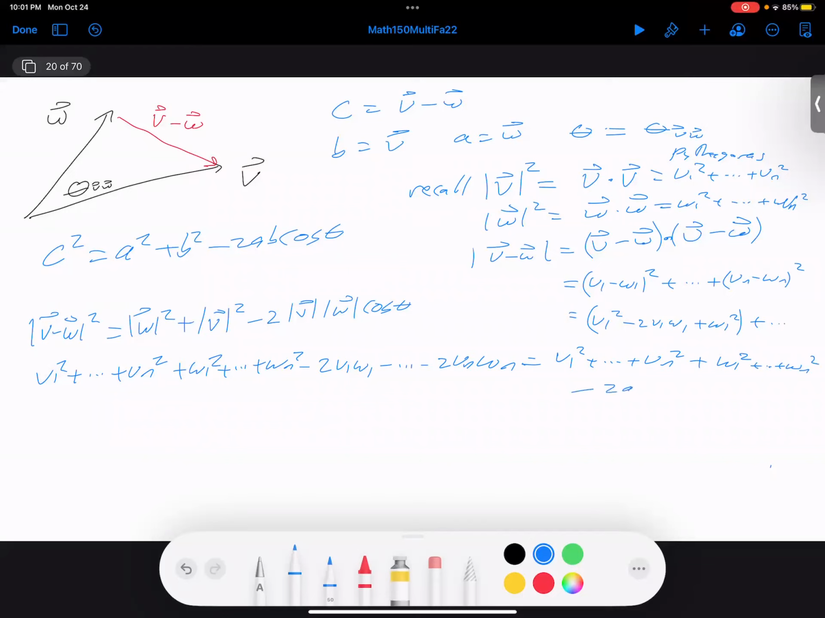Minus 2ab cosine theta. And as has been remarked, this green stuff here will cancel with this green stuff here. We'll make this gold because I like gold. And the minus signs cancel, and the twos cancel. We're left with v1 w1 plus dot dot dot plus vn wn is equal to the length of v, length of w, cosine theta, and this is just v dot w.